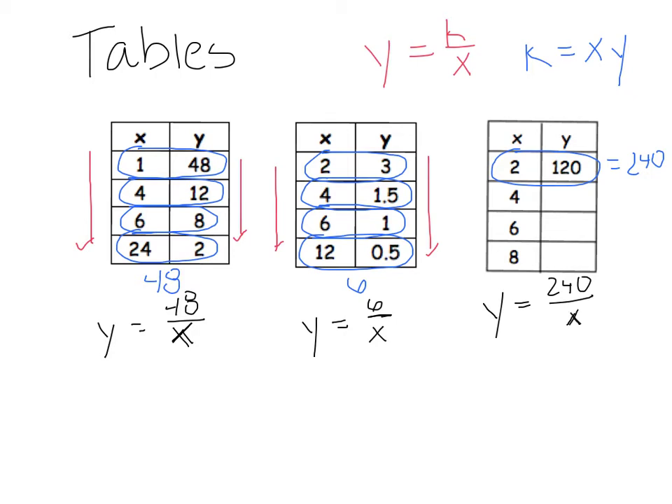We have a lot of x values here, so we can use our equation to fill in the rest of the table. For the first one, we would find y equals 240 divided by 4, so that would get us 60. Then for the next one, we would have 240 divided by 6, which would get us 40, and 240 divided by 8, which is 30. So once we have that equation, we can find all sorts of information. That's why the equation is key in these inverse variation problems.